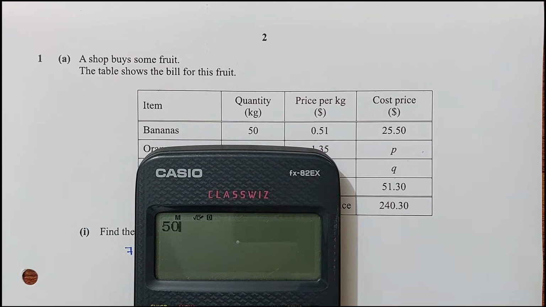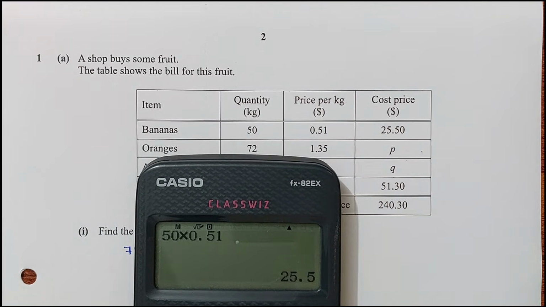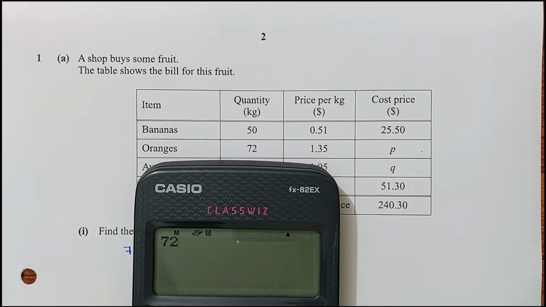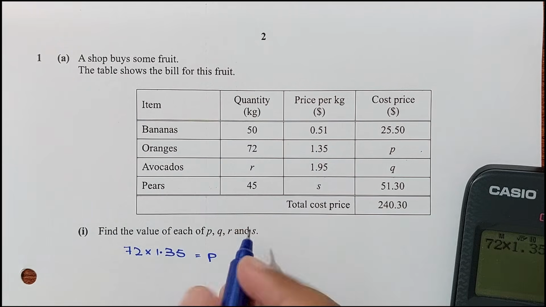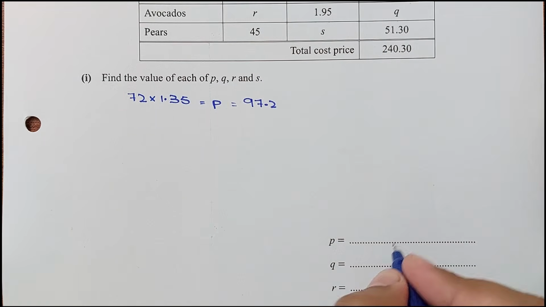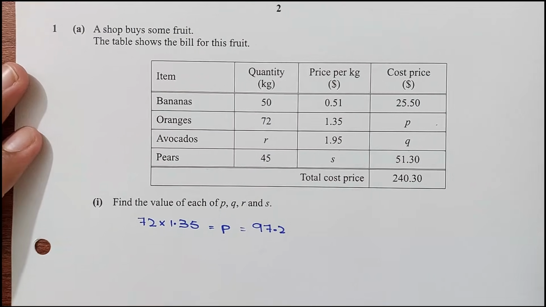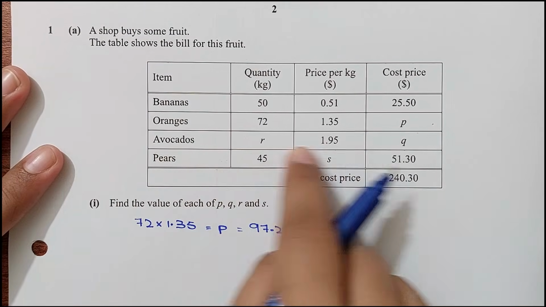50 kg bananas, the price of 1 kg is 0.51, so the price of 50 kg is 25.50. 72 kg oranges, the price of 1 kg is 1.35, so the price of 72 kg is 97.2. So this is the P value, 97.2. Okay, in the next one, avocados, we have R and Q.